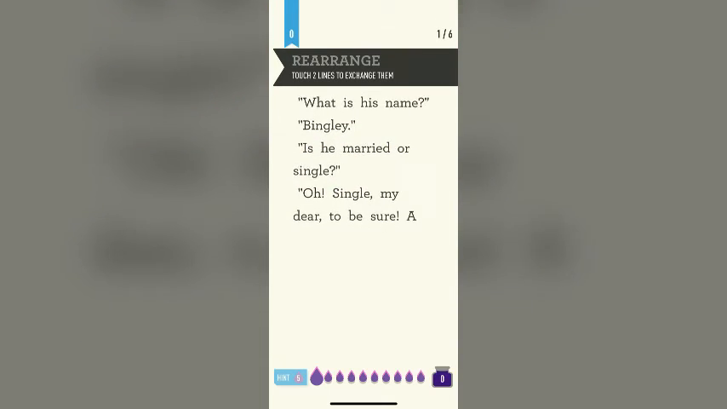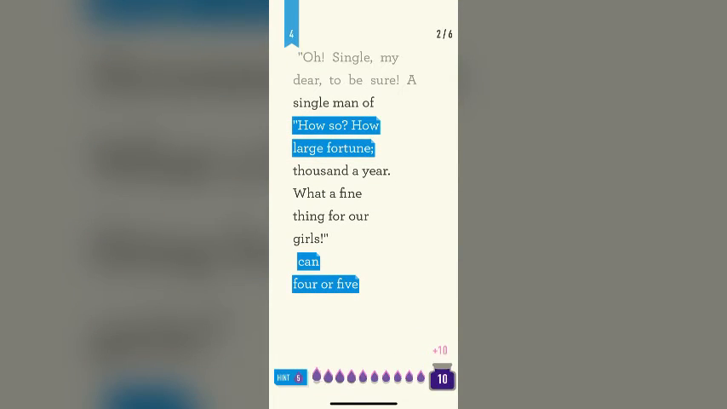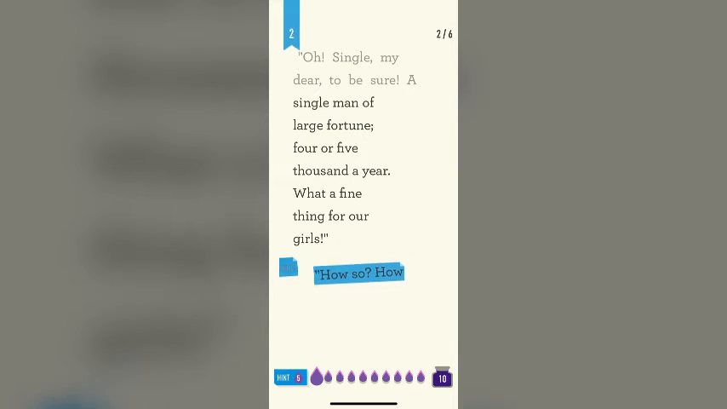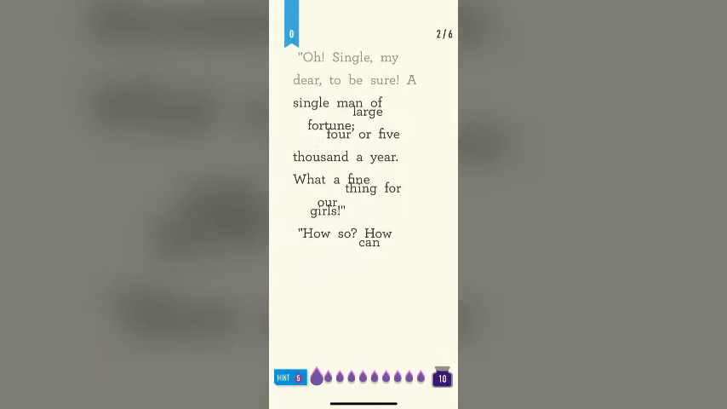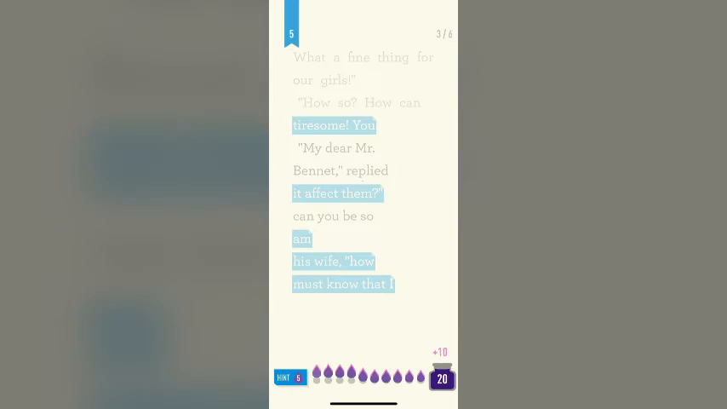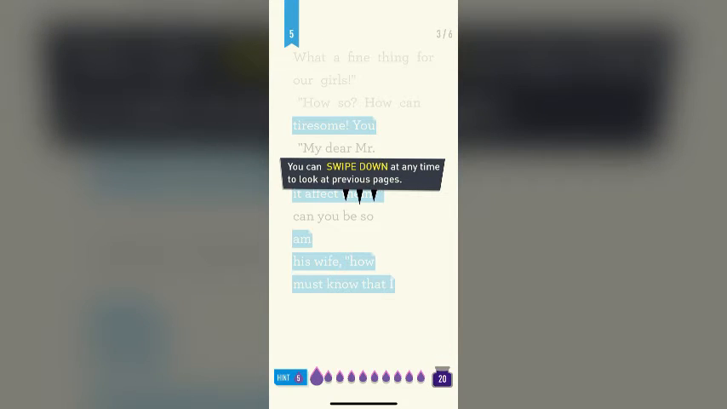Okay. You can swipe down at any time to look at the previous page, okay?